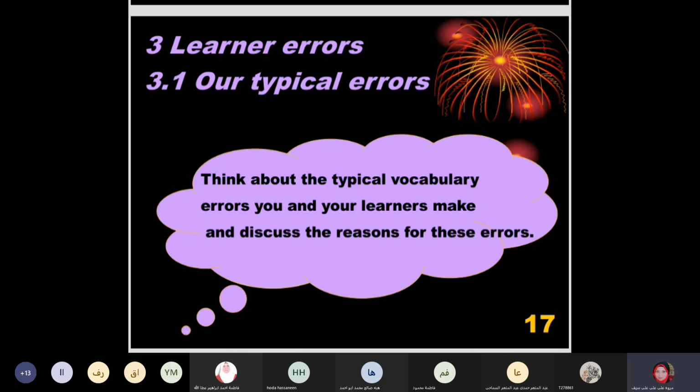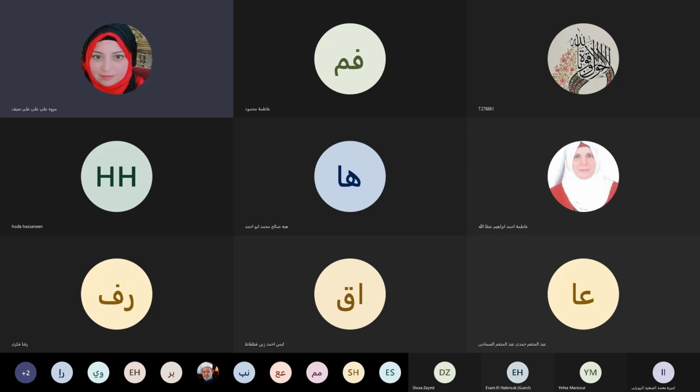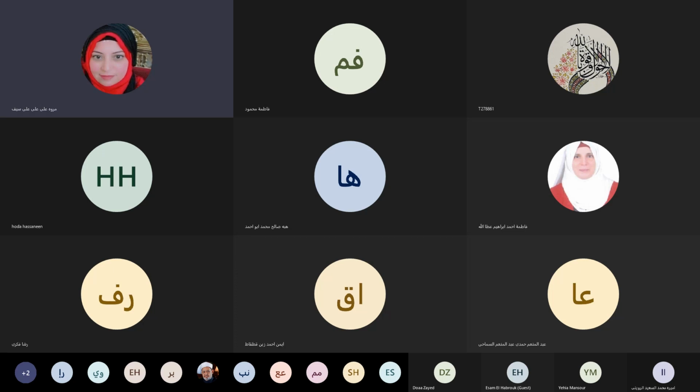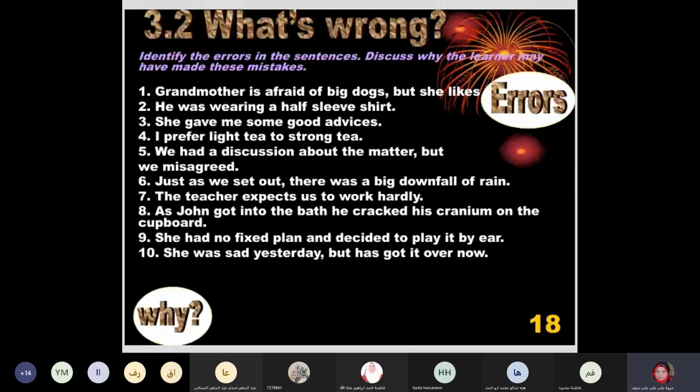Okay, so just a minute, I'm trying to share the slide here, and you have to look at the statements and decide what's wrong with them, how we can correct them, and what the reasons are behind making such kinds of mistakes, etc. So here is the slide. So you can read the statements.